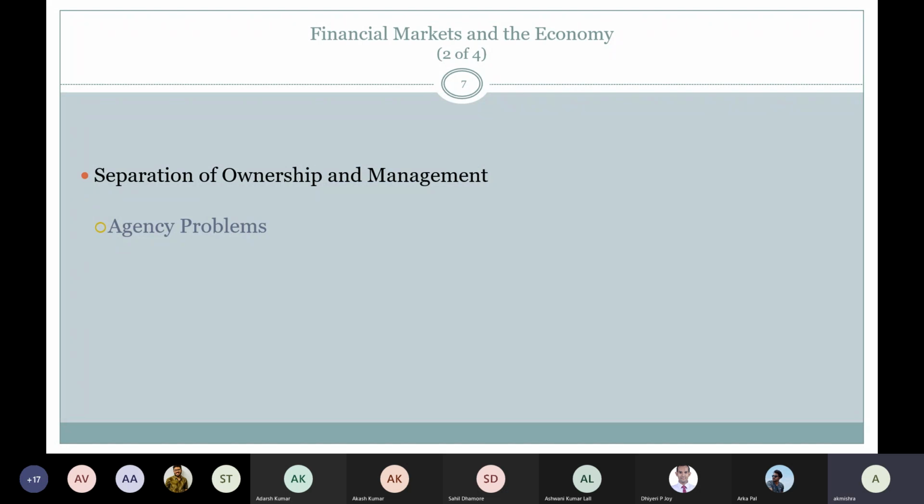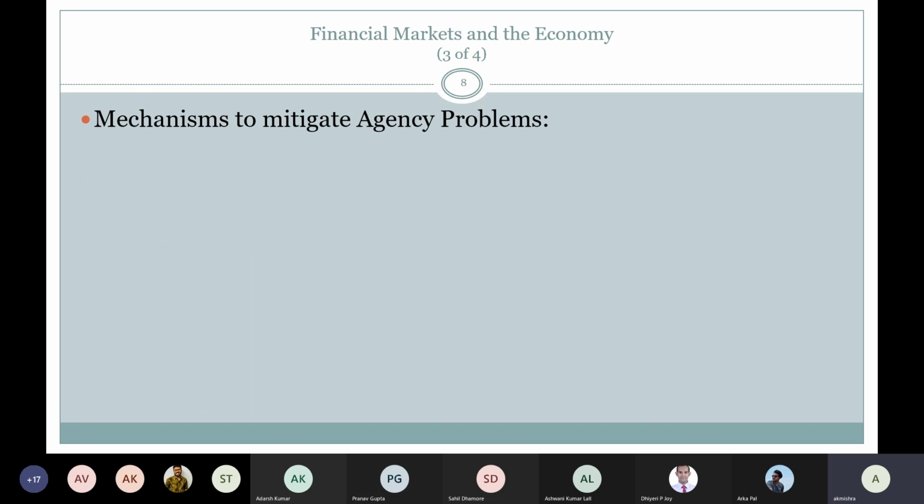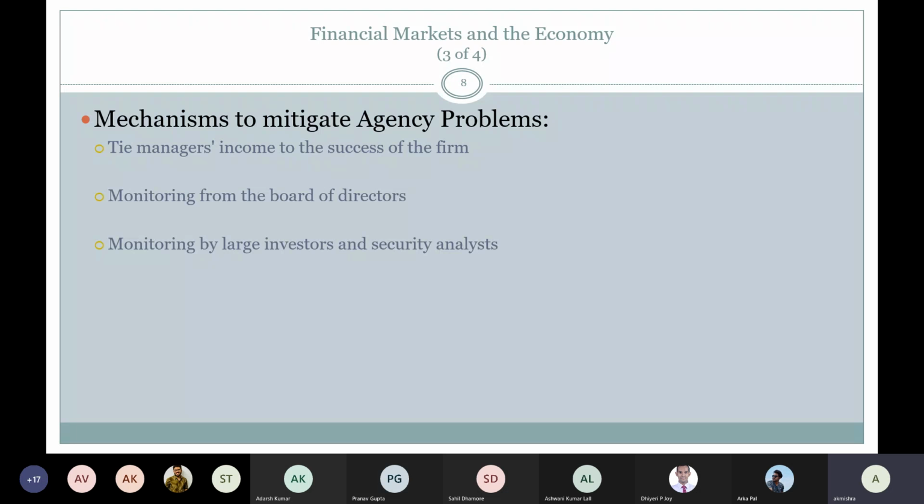Yes, so basically, do companies list down a set of rules which help determine how much autonomy a manager can have, or how are these issues resolved? Yeah, these are the mechanisms I was about to discuss. These are the mechanisms by which the agency problem can be addressed to a large extent.